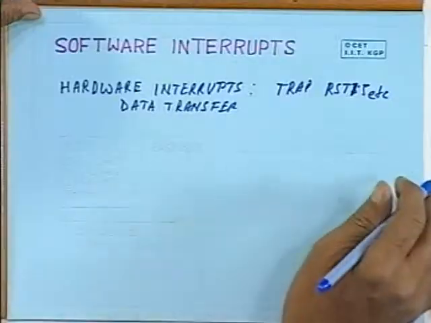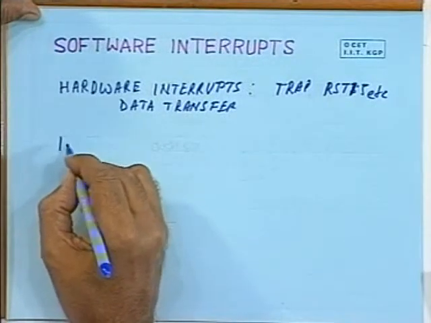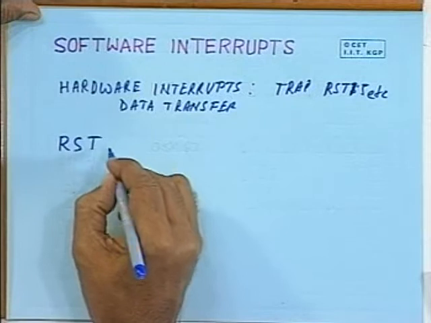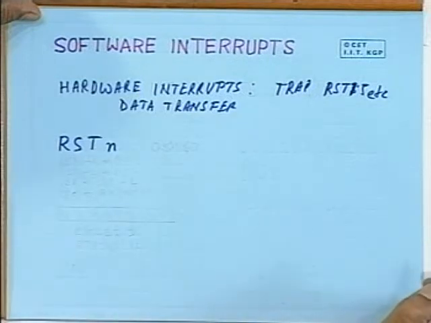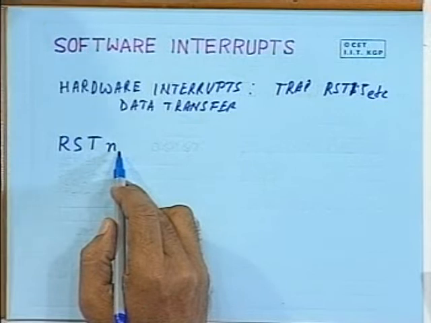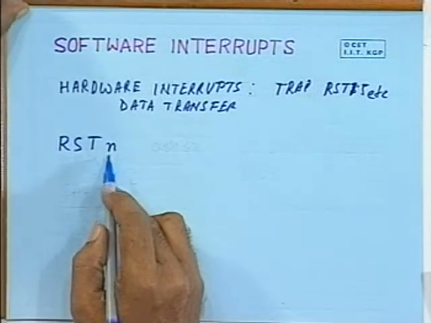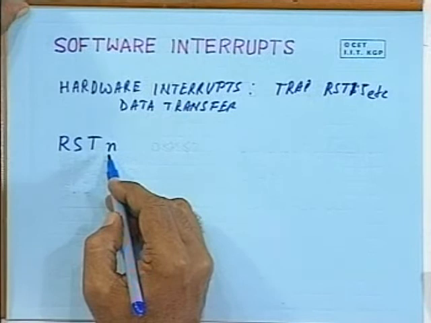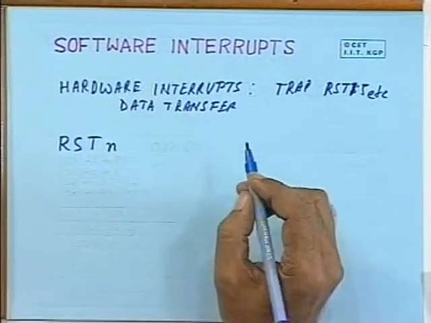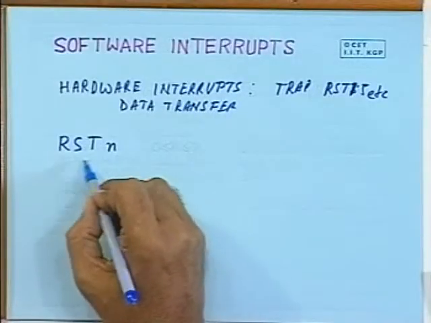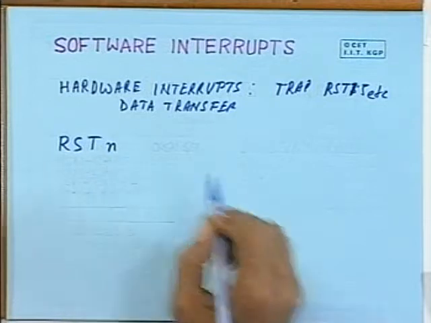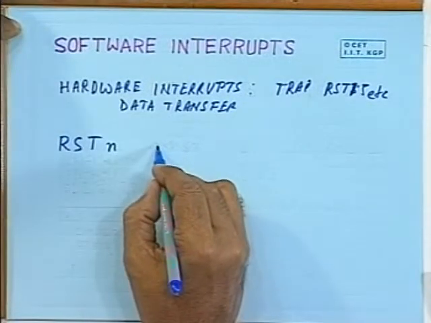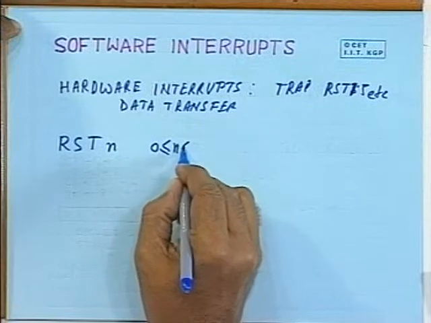Software interrupts are essentially instructions. For example, RST N is an instruction. That's why it is called software interrupt. You may be asking why it is called an interrupt. It is called an interrupt because whenever a hardware interrupt occurs, the way the processor responds, the same way the processor will behave whenever an instruction in the form of RST N is executed, where that value of n lies in the range 0 to 7.